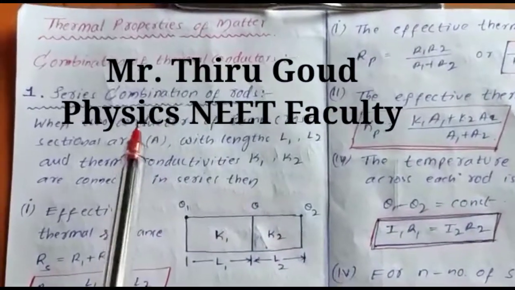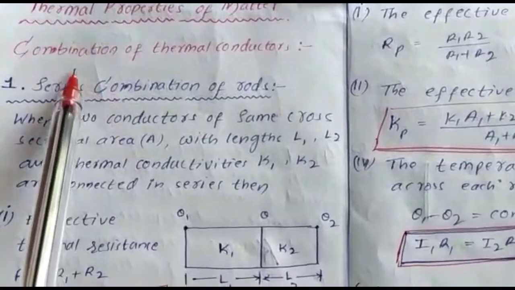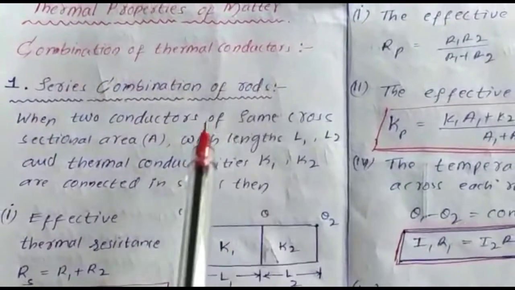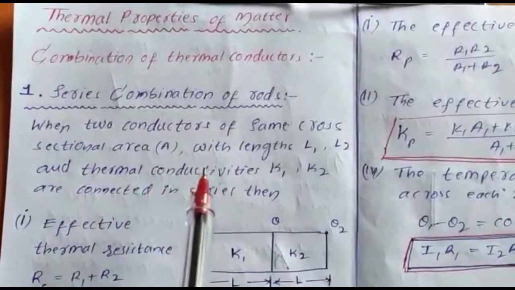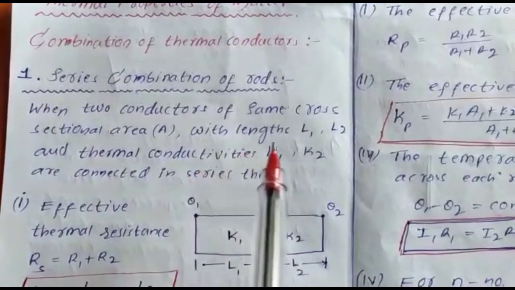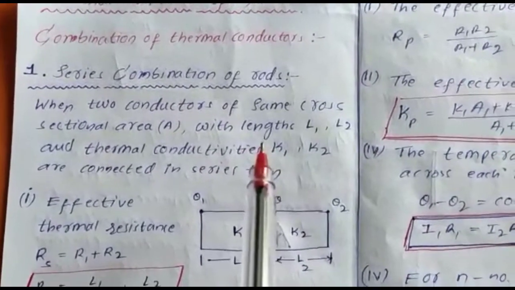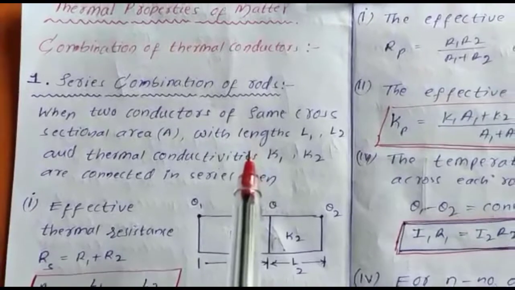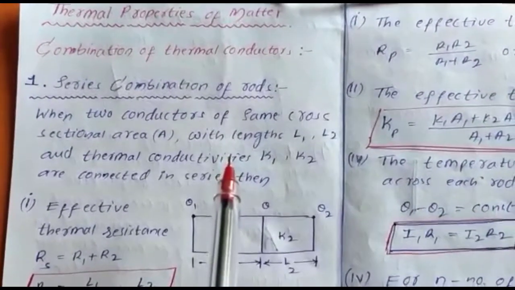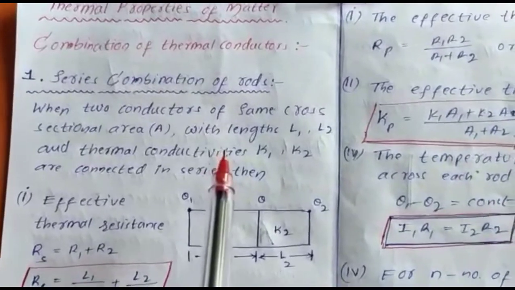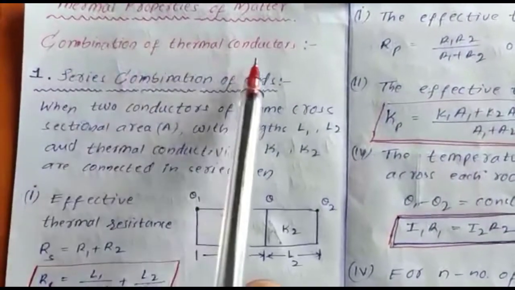Hello dear students, today let us discuss one more concept, that is combination of thermal conductors. In the last video we have seen what is thermal conductivity, how it depends on other factors, and the formulas for that. We have also seen the thermal current, the thermal resistance and the thermal gradient. All those points we have already discussed. Now today let us discuss one more concept in thermal properties, that is the combination of thermal conductors.